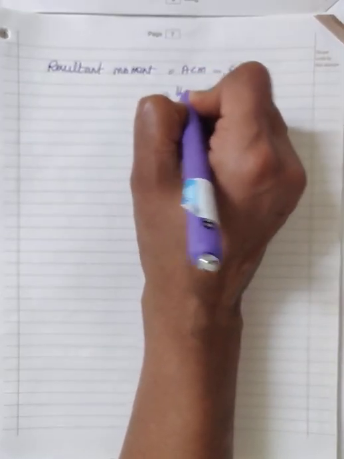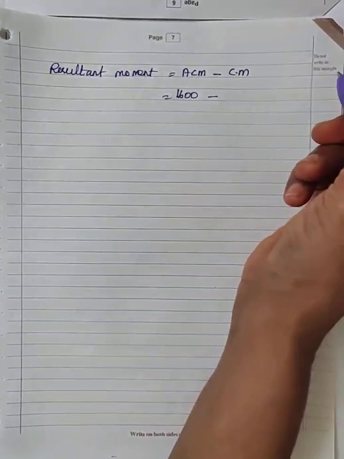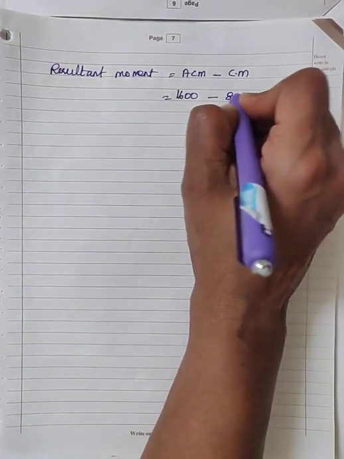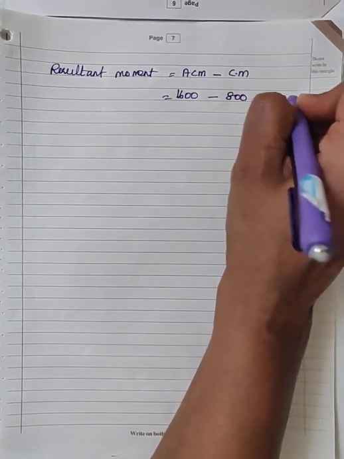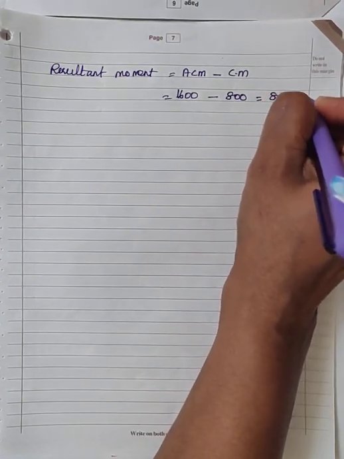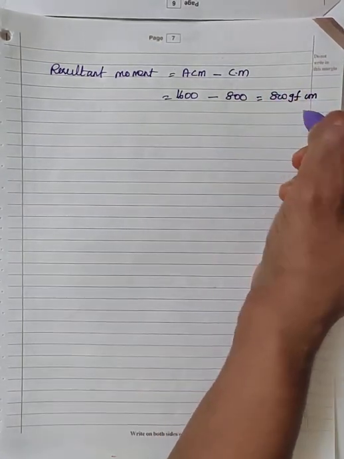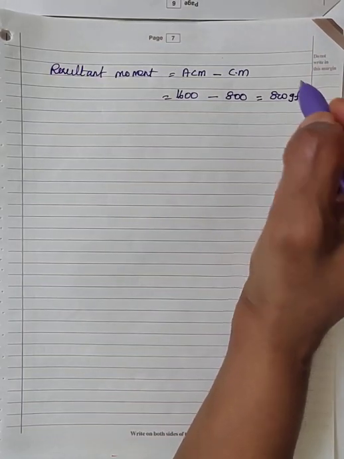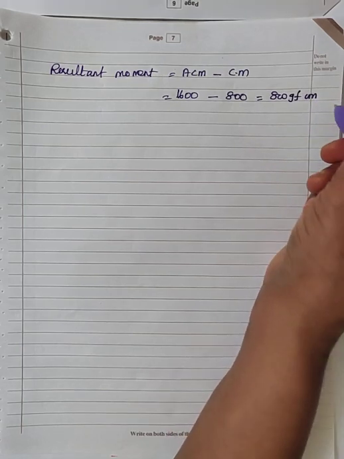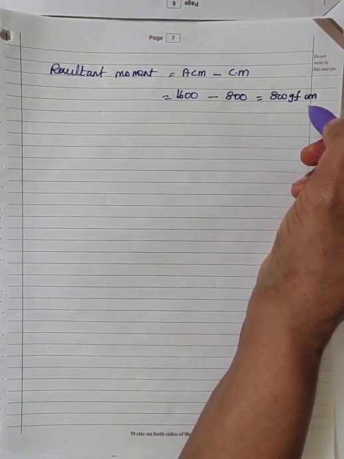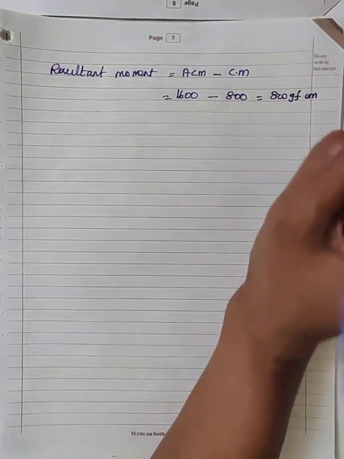The anti-clockwise moment we have calculated as 1600 gram force centimeter, and the clockwise moment we have calculated as 800 gram force centimeter. So the resultant is equal to 800 gram force centimeter, which is in the anti-clockwise direction, because the anti-clockwise moment is greater than the clockwise moment. So 800 gram force centimeter is the resultant moment, in the anti-clockwise direction.